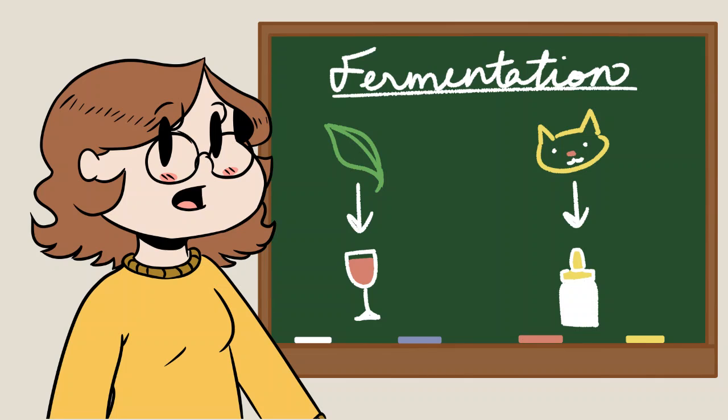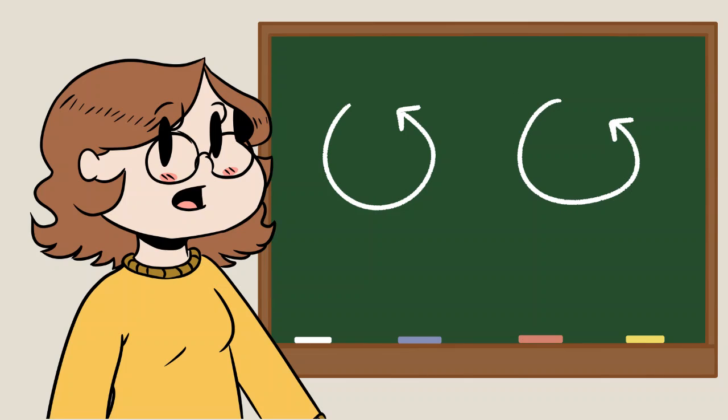And 2. Since glycolysis makes 2 pyruvic acids, this process happens twice for each sugar. Therefore, every sugar makes 2 ATP instead of just 1.